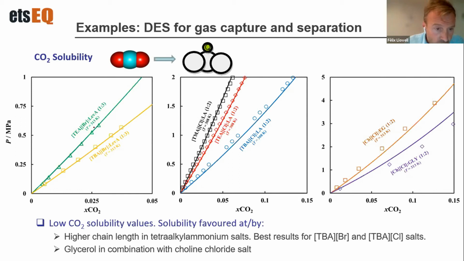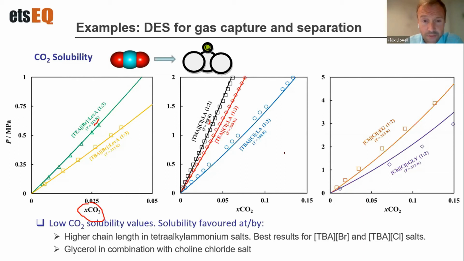Here the symbols are experimental data and the lines are our calculations. Once the solubility of CO2 is adequately described for the whole system, as you can see here, we have different ammonium salts. Here we have also choline chloride salts. We proceed to do our predictions. Here, the calculations are done at different temperatures, 313, 308. It depends, of course, on the availability of data.